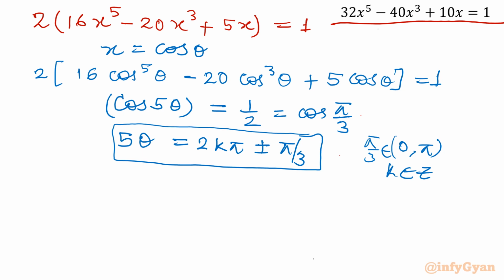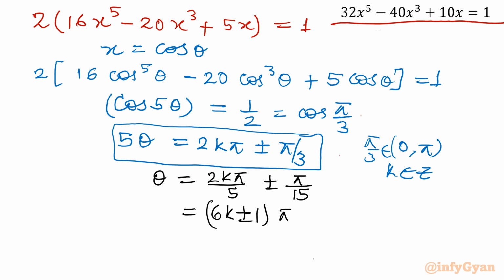Now, how will we solve this? Let's do it by considering k common. We can take pi common out. So, I will write in this manner. See, first I will write theta divided by 5. So, 2k pi over 5 plus minus pi over 15. Done. Now, I will multiply the denominator and numerator by 3 for the first term. So, it will become (6k plus minus 1) pi over 15. Up to this point, everything is okay.